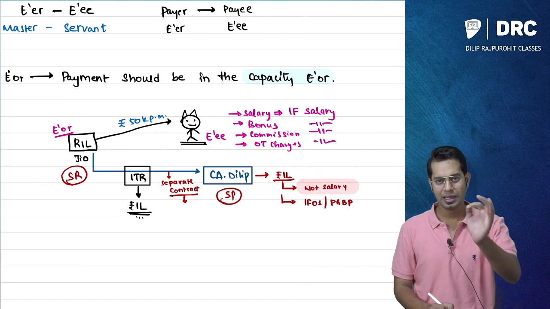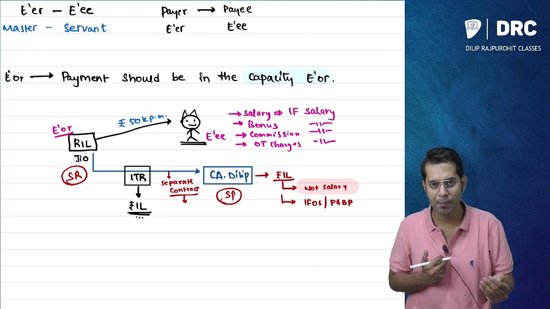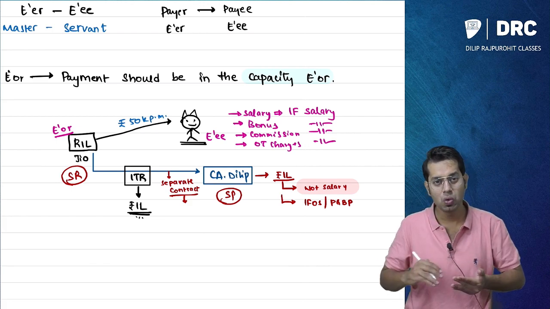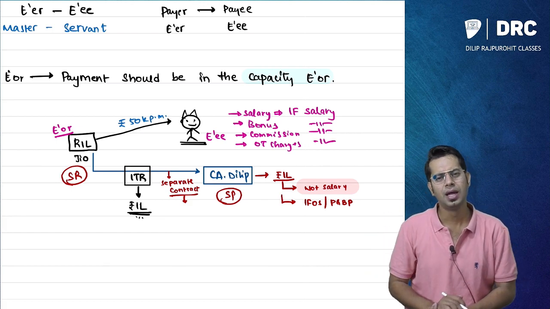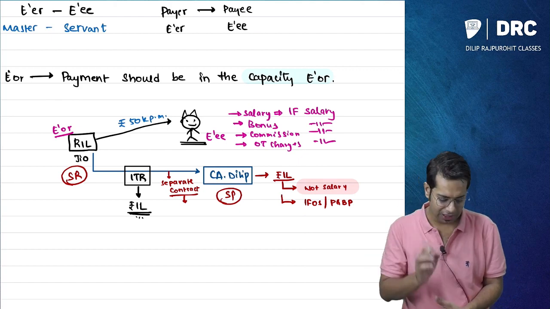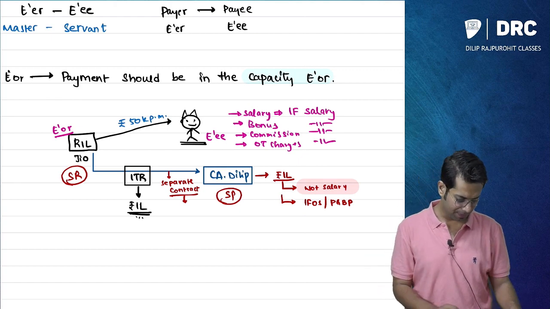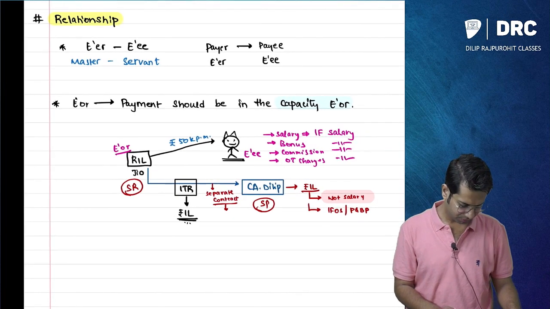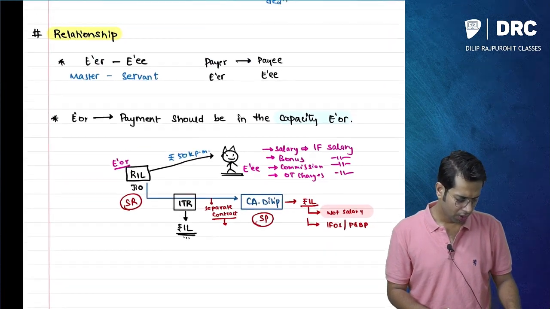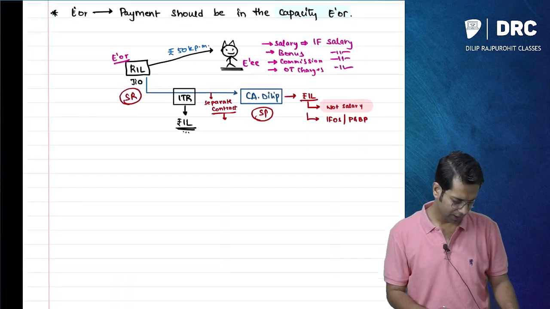What is the reason, sir? There should be a relationship. What type of relationship? Employer-employee relationship. And condition number two, the payment made by them should be made in the capacity of employer. I hope this point is very clear to you all.